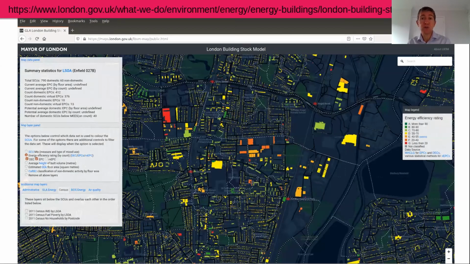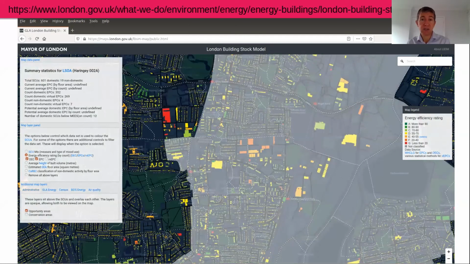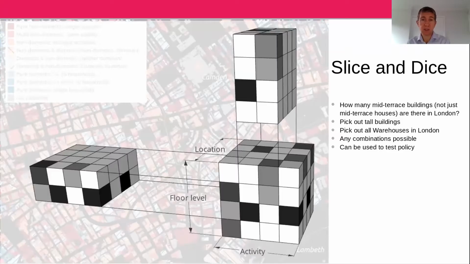And the same is true for the building stock model. So these are just screen grabs to show you how the model can be combined with a whole host of other variables like fuel poverty, air quality, and opportunity areas, to name just a few. And we'll put some URLs at the end of this presentation if you want to follow those links.